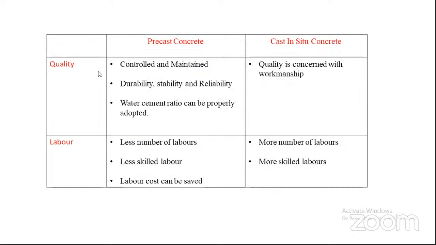Next is quality. When looking at the quality, in case of precast concrete, quality can be maintained easily because the precast concrete is made in the factory, and hence the ideal conditions and the exact measurements can be maintained throughout the process. So the precast concrete gives better quality, durability, stability, reliability, etc. And the water cement ratio can be properly adopted in the precast concrete, which can lead to better quality control than in cast in situ.